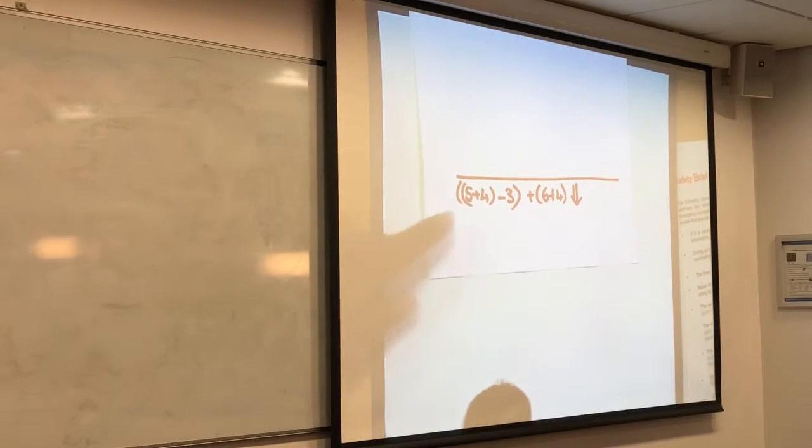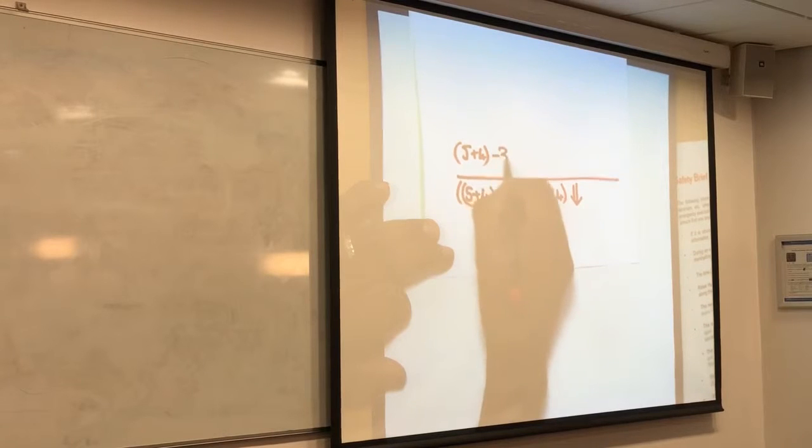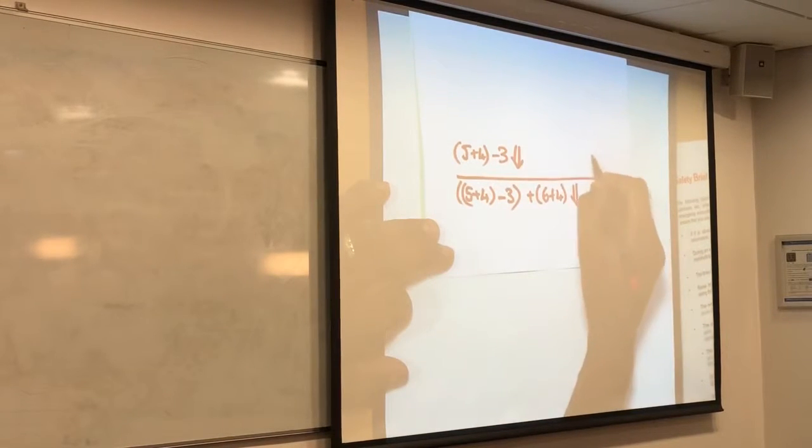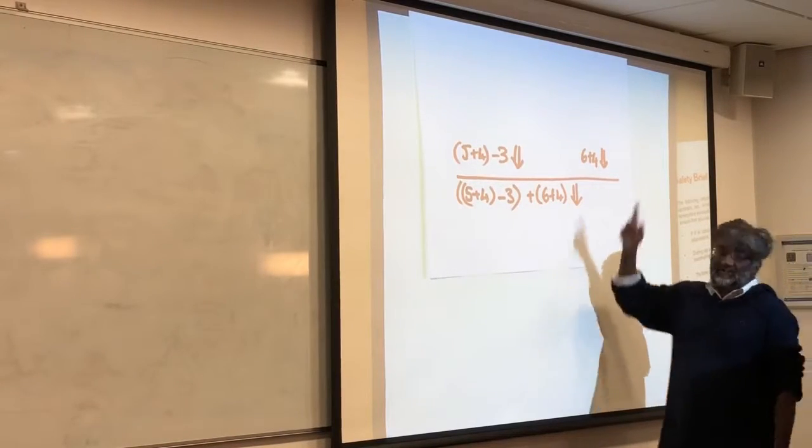So, okay, the rule says, well, first of all, what is 5 plus 4 minus 3? What does that evaluate to? And then what does 6 plus 4 evaluate to? So this is what you should be writing down. If you want to write it down now, that's fine. But when you do your coursework, this is what an answer looks like. Okay, so that's what the previous rule said.